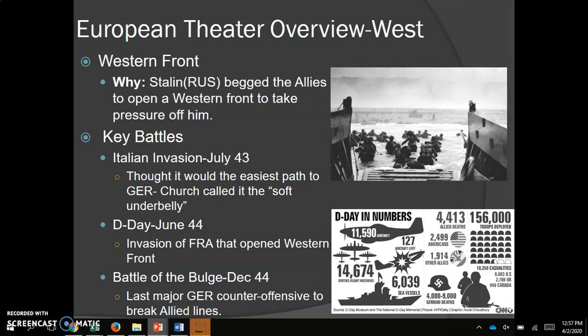And also the reality was the Alps, which are these huge mountain ranges in northern Italy, stopped them too, made it harder to make progress. The most important thing we want to know here, though, is this thing called the D-Day invasion, right?